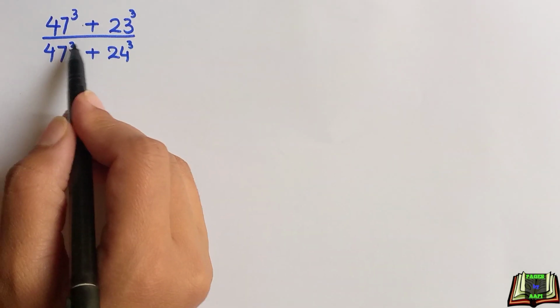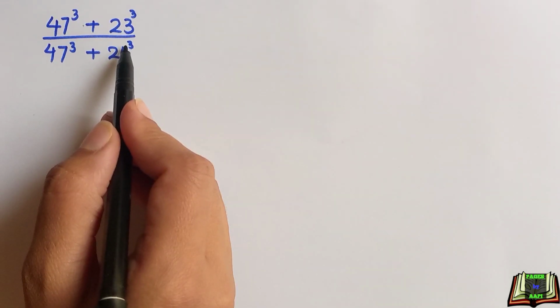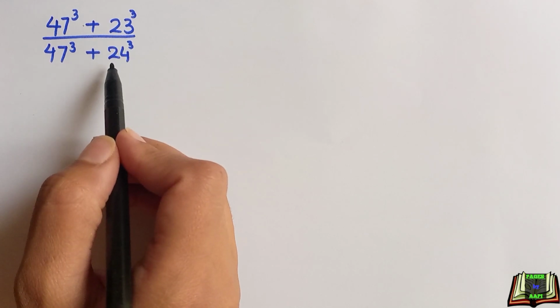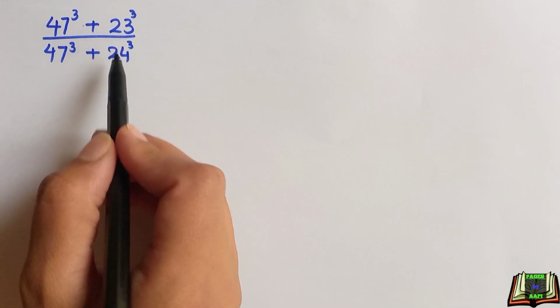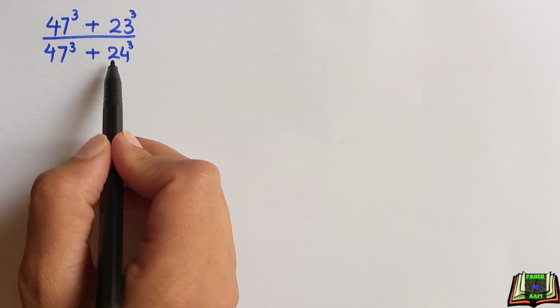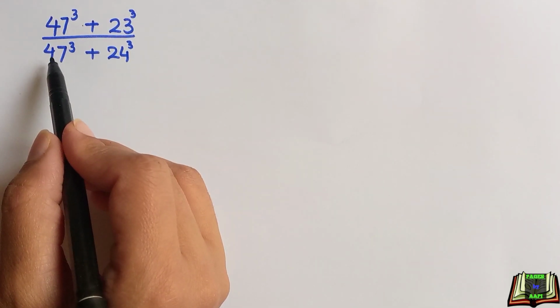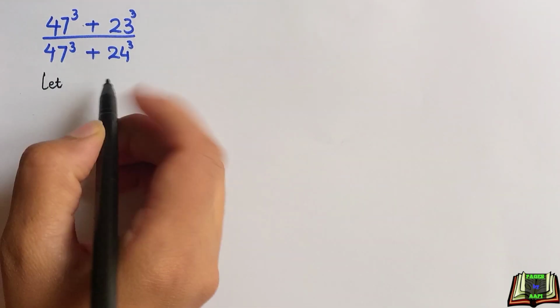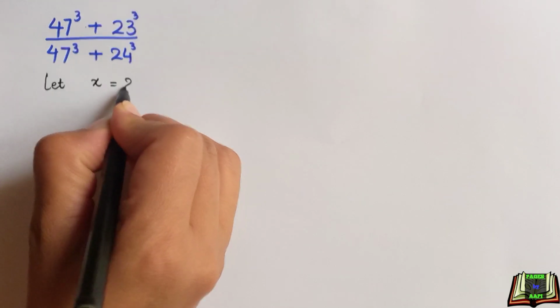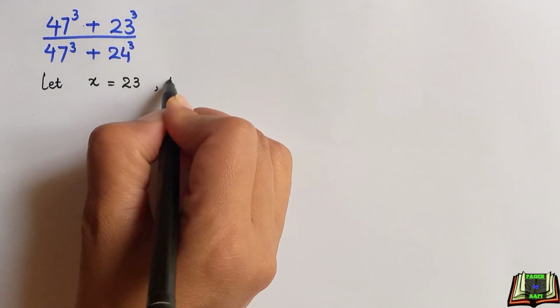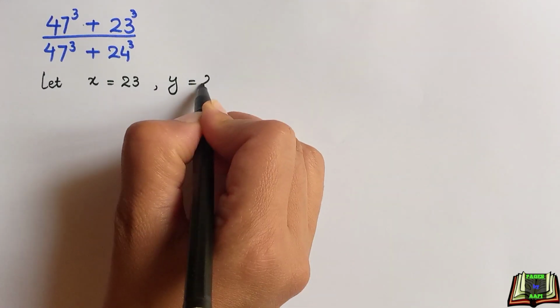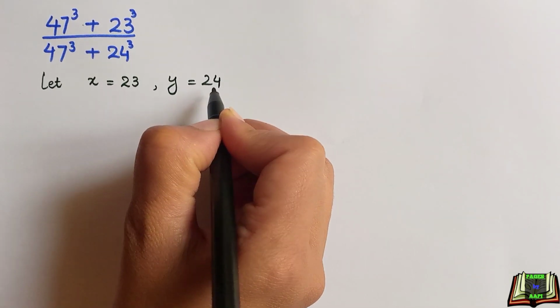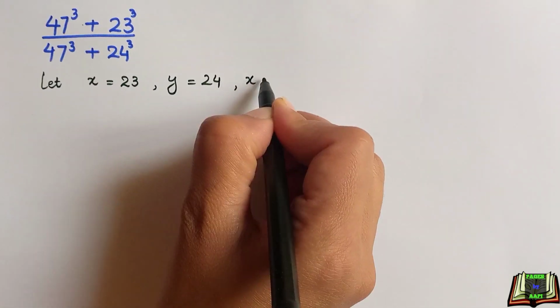And what is the link between these numbers 23, 24 and 47? If we add 23 and 24, then it will become 47. So we are going to suppose a few values: x is equal to 23, y is equal to 24, and x plus y is equal to 47.